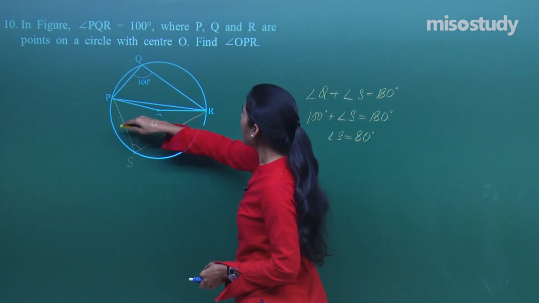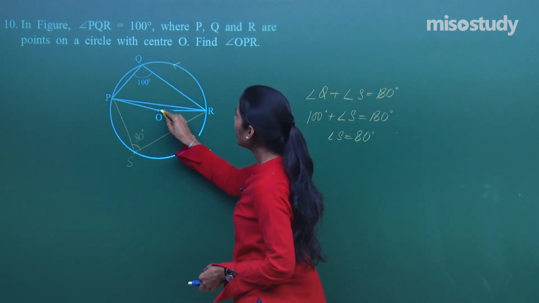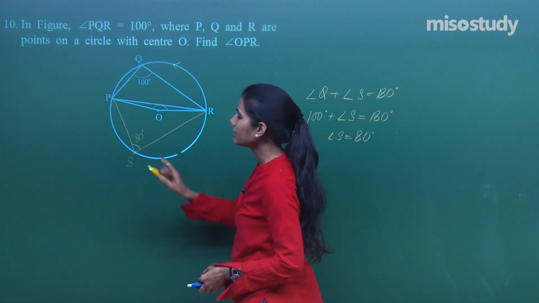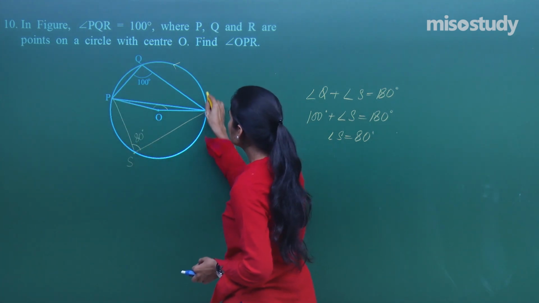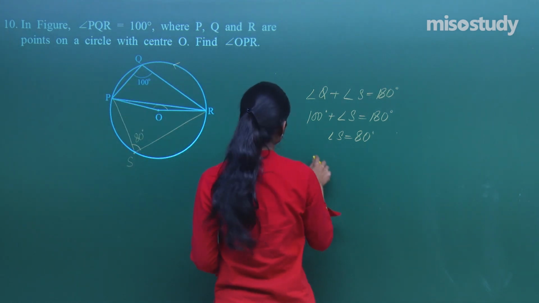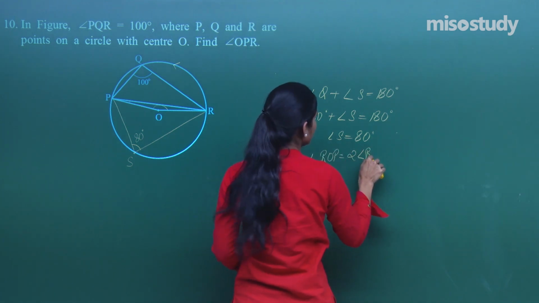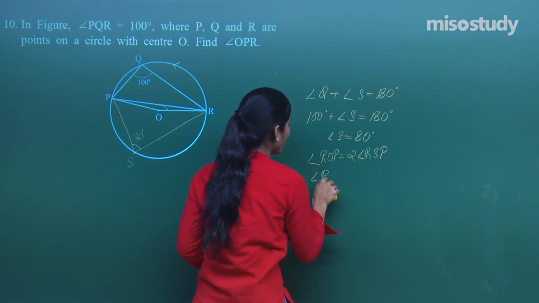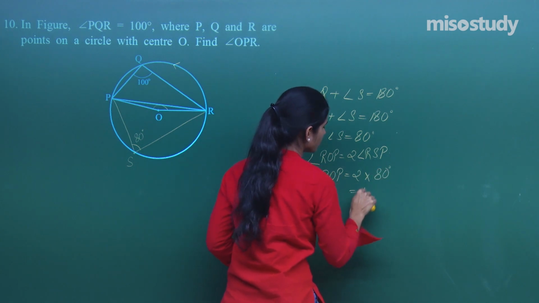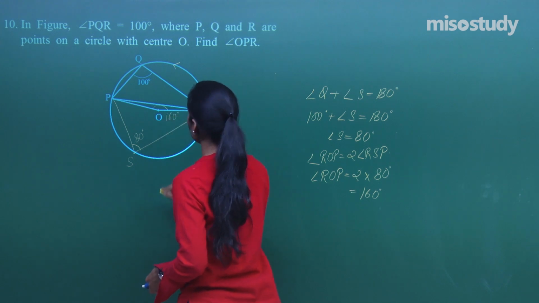Now focus upon the RP arc. RP arc is subtending angle ROP at the center of the circle, and it is subtending angle RSP at some other point S on the circle. So the angle subtended by an arc at the center is twice the angle subtended by the same arc at any other point of the circle. So angle ROP will be twice angle RSP. So angle ROP will be twice of 80 degrees, which is 160 degrees. So this angle that you can see is of 160 degree measure.